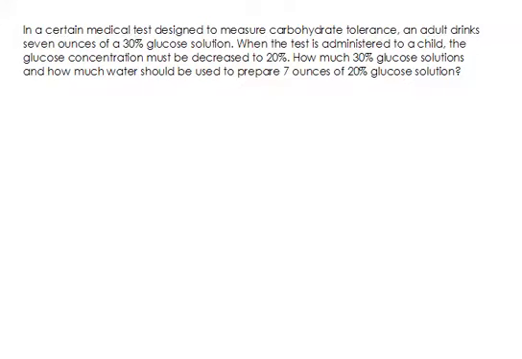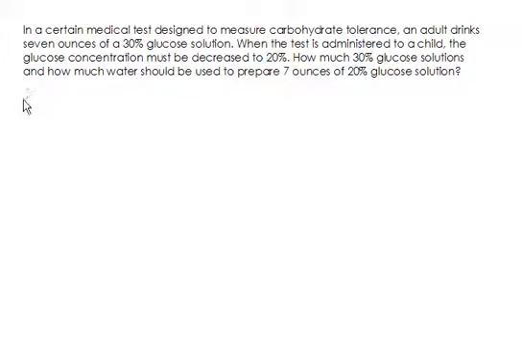In this problem, we're talking about a certain medical test where an adult drinks a certain amount of a 30% glucose or sugar solution, but when the test is administered to a child, they have to reduce the concentration down to 20%. So what they're going to do is add water to the 30% glucose solution in order to reduce it to a 20% glucose solution.